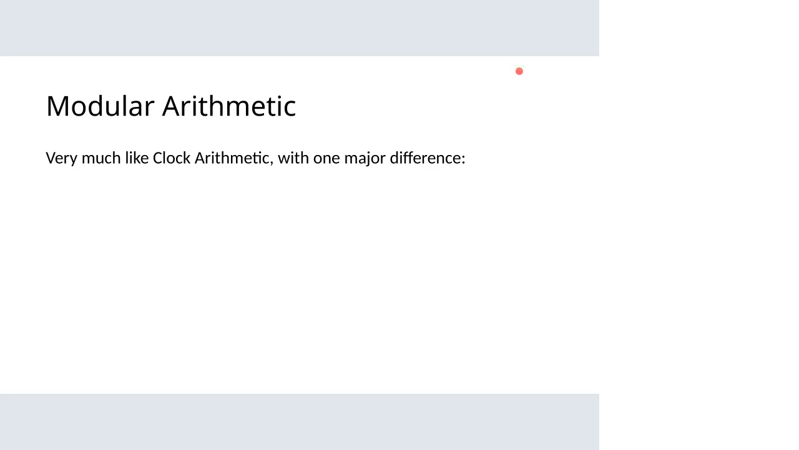What you'll notice when we look at a clock, 1 through 12, 1 through 7, 1 through 8, is that there isn't a 0. In modular arithmetic, we do have a 0. So we will have zeros in modular arithmetic. We didn't have them in clock arithmetic. We do have them in modular arithmetic.